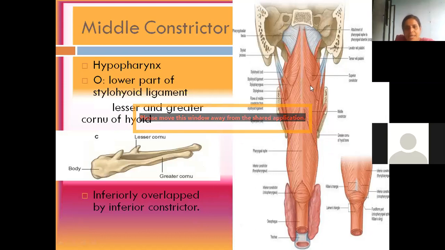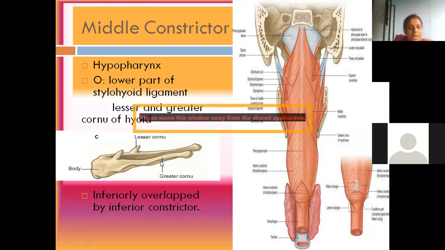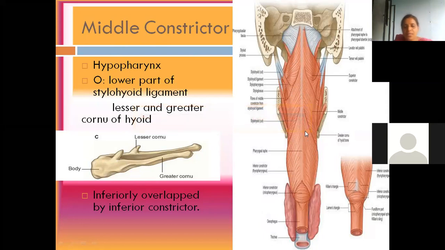Now this second muscle we are seeing is the middle constrictor, which comes from the stylohyoid ligament. And we have the hyoid bone here, right? So here the hyoid bone is shown also, side view. This is the greater cornu and this is the lesser cornu. So from the greater and lesser cornu of the hyoid bone and from the stylohyoid ligament, the second muscle, middle constrictor, is coming. And it is overlapped by the inferior constrictor. That means the lower fibers of the middle constrictor are overlapped by the inferior constrictor.